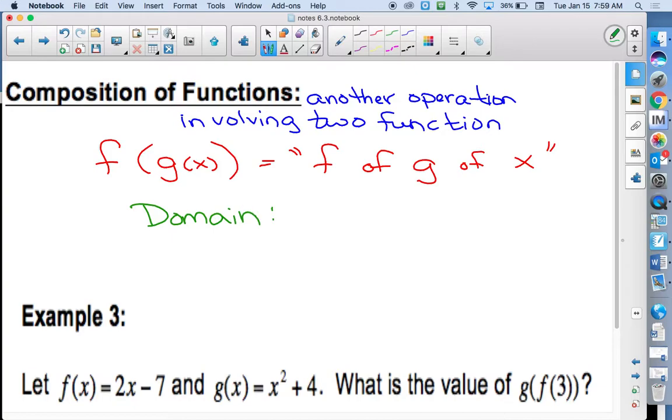When we're talking about the domain, because we're going to work with the domain still, you have to find the domain of the inside function, which in this case is g of x, and the domain of the answer.